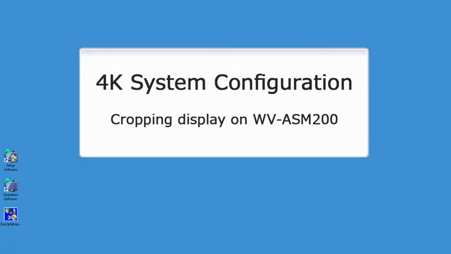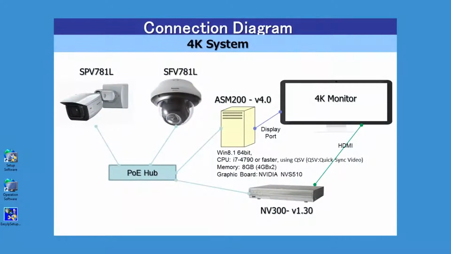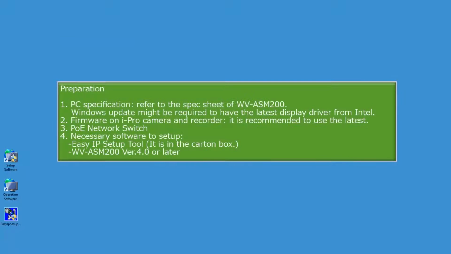4K system configuration. Let's set up the cropping display function on WJ-NV300. This is the connection diagram for realizing the 4K cropping display. For the PC specification, refer to the spec sheet of WJ-NV300.